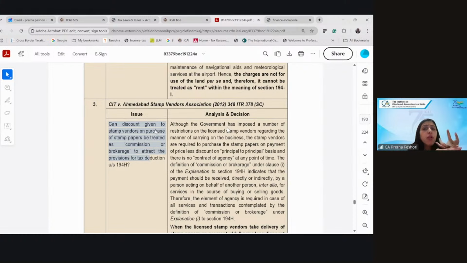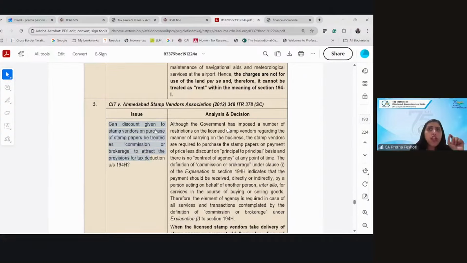So the Supreme Court has observed that the stamp vendors are required to purchase these stamp papers. They are not required to just take it from the government and sell it to the customer. They will take it on their own account. They will purchase it at a discounted price on a principal to principal basis. They are not operating as an agent for government. There is no contract of agency here.